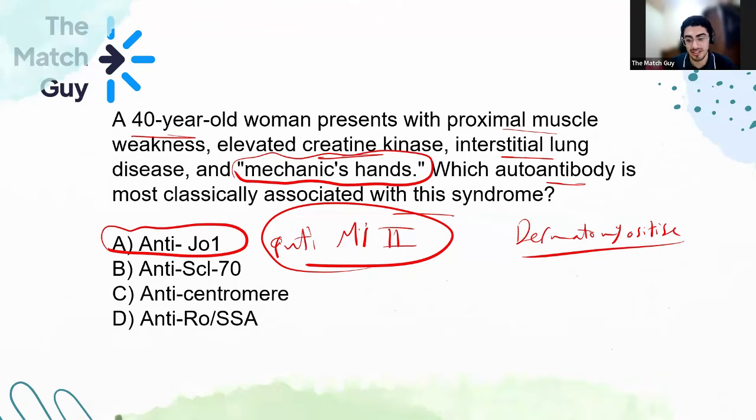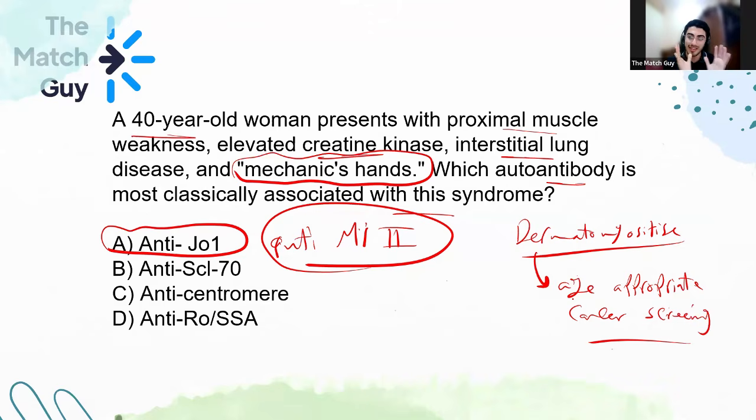Amazing, guys. Cancer screening. Age appropriate. Okay. These patients will probably have a cancer somewhere, most commonly in the ovaries, but it can be anywhere else. So the best next step after the confirmation is age-appropriate cancer screening. Amazing.